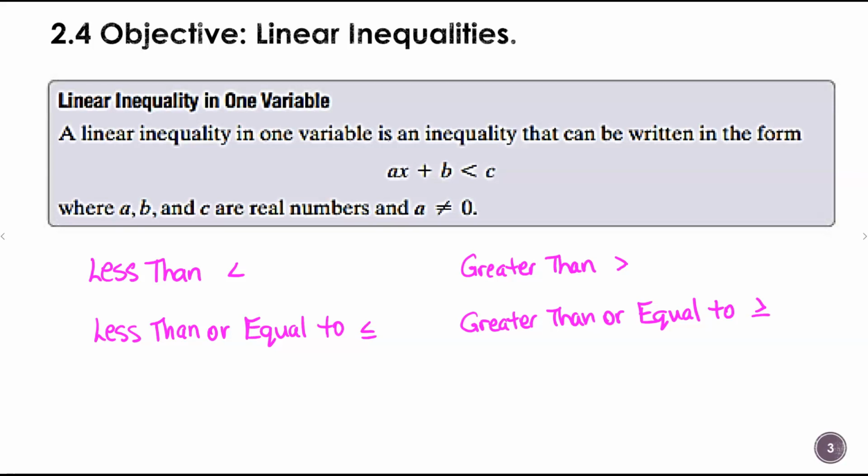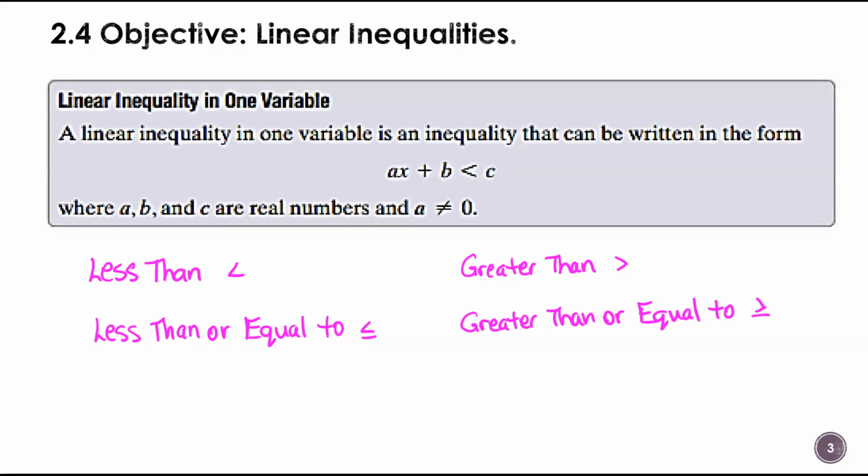That's saying that whatever number is in my inequality, whatever number is there means it is included in that inequality. And then I have the greater than and greater than or equal to. All of these are important to know.